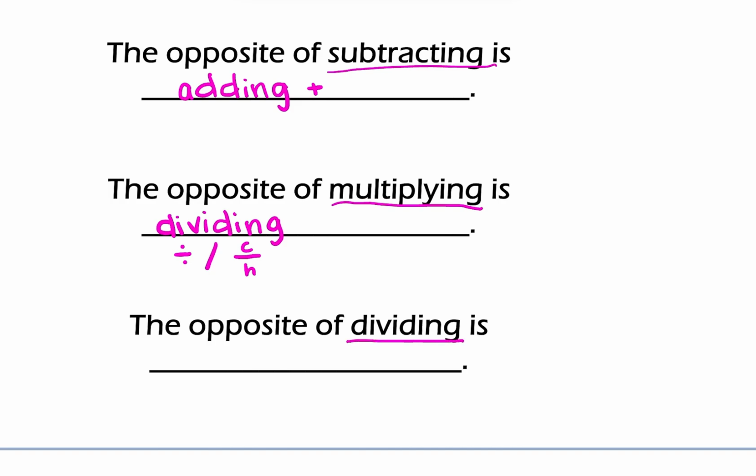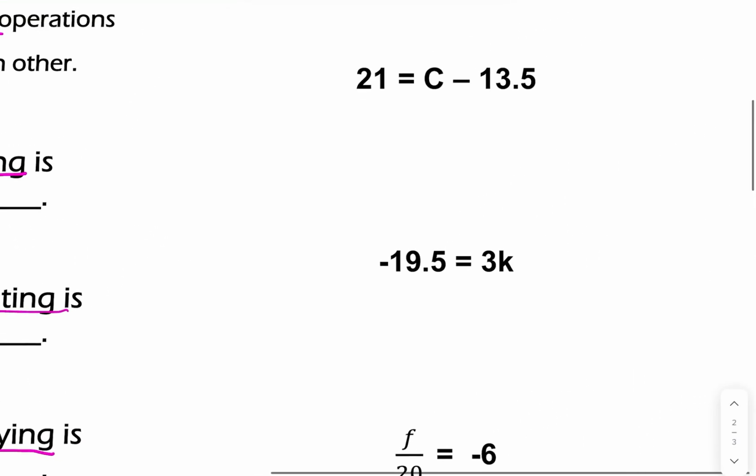And then what is the opposite of dividing? Multiplying. And the different ways we can see multiplying are with the dot and parentheses. I'm not even going to put the x because we don't need to worry about that.